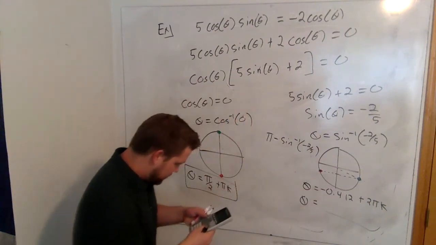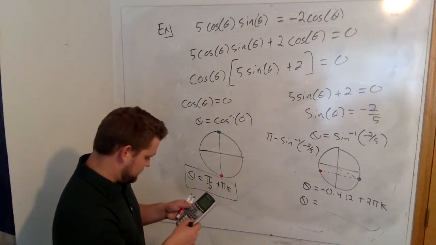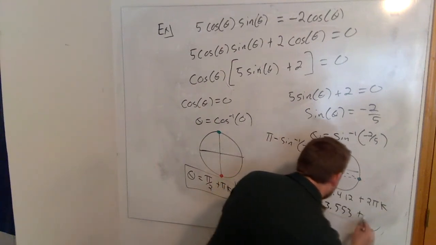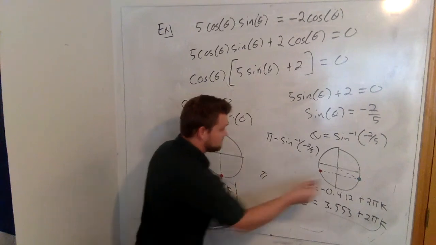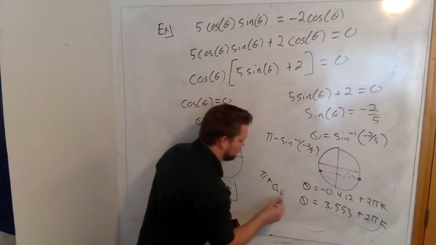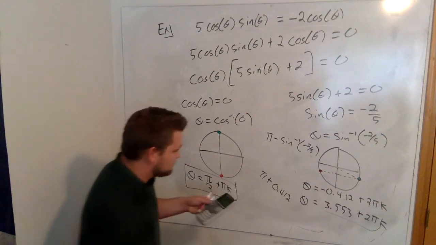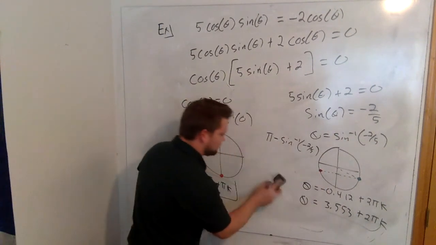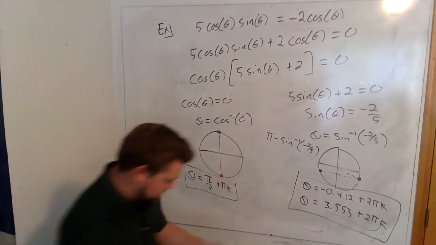So what are we going to get here? Pi minus the sine inverse of negative 2/5. We should get out 3.553 plus 2 pi k. If this is confusing, basically what I'm doing is taking pi, halfway around the circle, and adding this, if it was a positive angle. So if you do pi plus 0.412, I'm getting 3.553. Okay, so this is the solution set. These here together. Okay, let's do one last one.